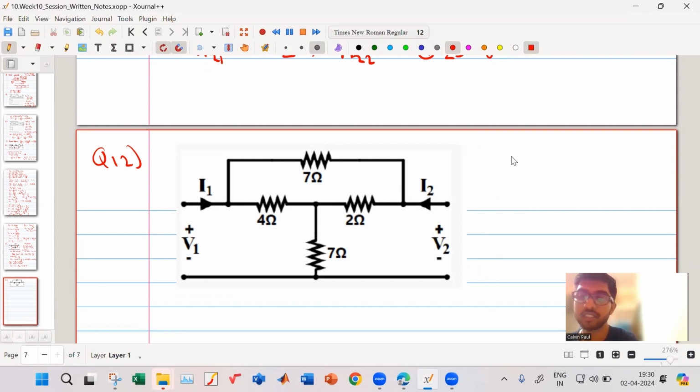So if you consider this question, what do you have to find? You have to find out both the Z parameters as well as the Y parameters. Okay.